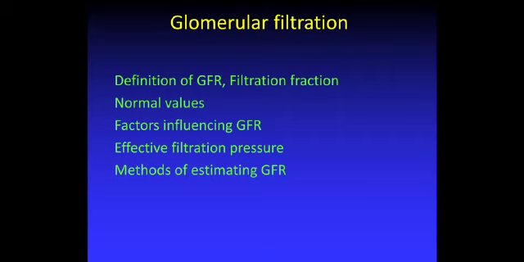For urine to be formed, which is around 1.5 to 2 liters per day, the three processes involved in the mechanism of urine formation are: first, glomerular filtration rate; second, tubular reabsorption; and third, tubular secretion. In today's class, we will see what GFR is: its normal values, the factors affecting it, and how it is measured.